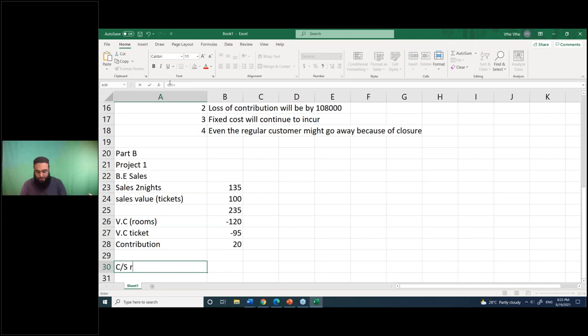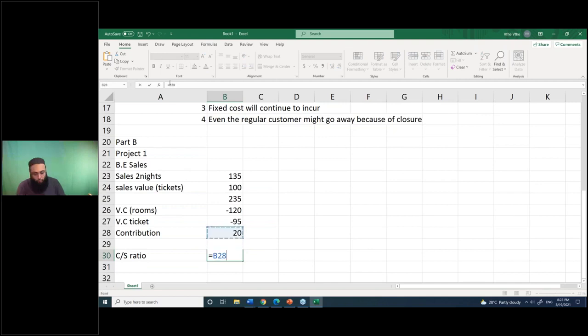But remember, I need to work out the CS ratio. So for the CS ratio, I will use this 20 and divide it by 235, and this is 0.08511. In terms of percentage, it's 8.511. You are getting the answer. So I hope this is clear. This is the CS ratio.